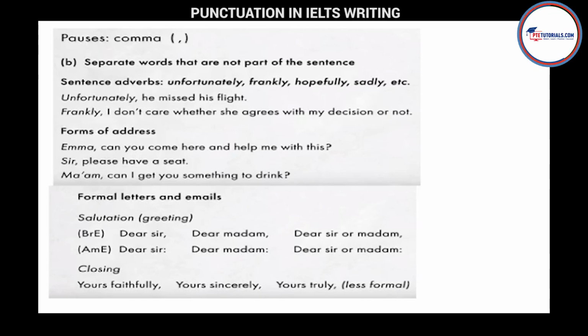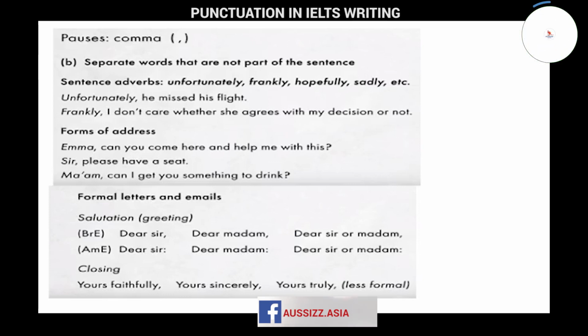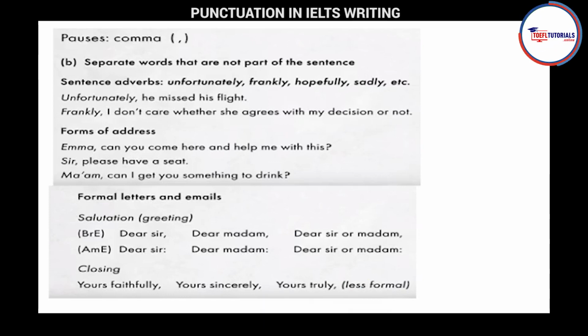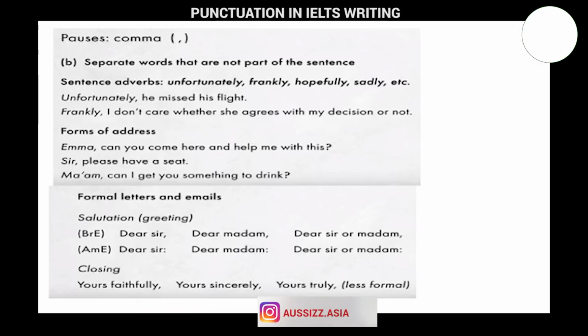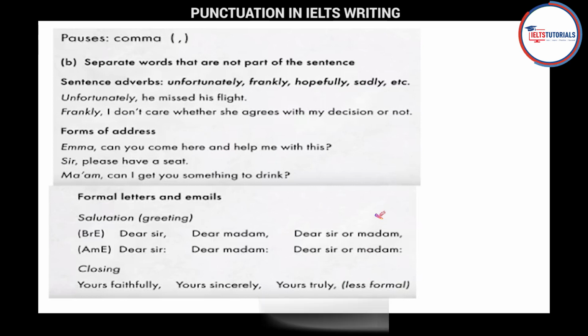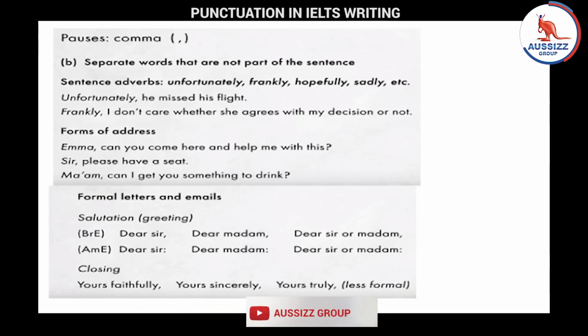Then you can add a comma in the form of address. You're addressing somebody. Emma, can you come here and help me with this? So here you can see you're adding a comma plus a question mark. Sir, please have a seat. Ma'am, can I get you something to drink? Now this is so good. These are very good sentences when you write in your part.